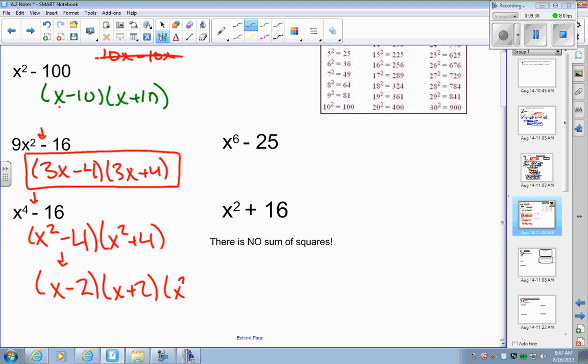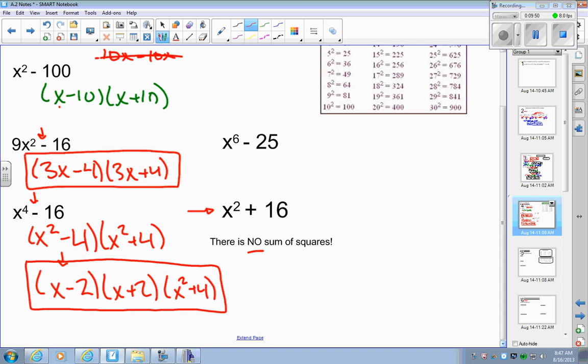Now, x squared plus 4, there's nothing you can do with it, and that kind of takes away from this example here. There's no sum of squares. Okay, there's nothing you can do.